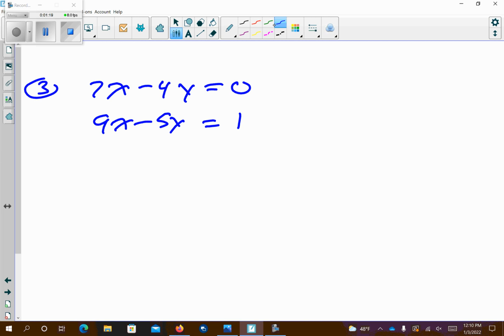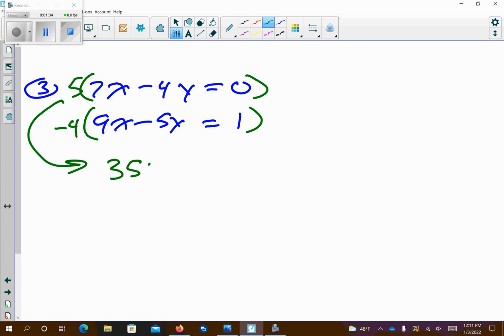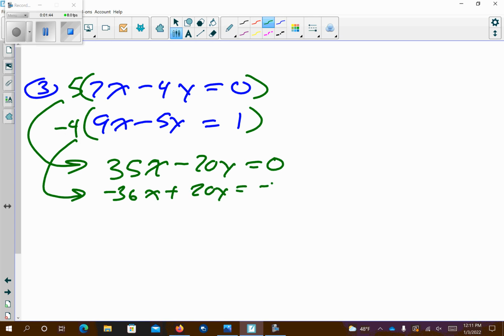We cannot add these together as they sit because the x or y won't cancel out. So we're going to pick one of the variables to get rid of. I'm going to choose to get rid of the y's, so I'm going to multiply the whole top by 5 and the whole bottom by negative 4. On top, it's going to give me 35x minus 20y is equal to 0. And on the bottom, that's going to give me negative 36x plus 20y is equal to negative 4.